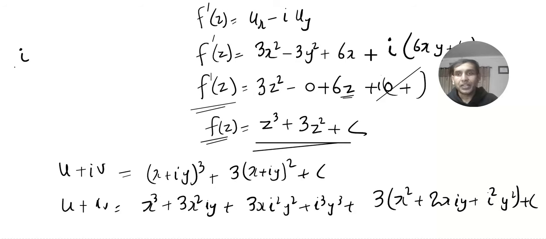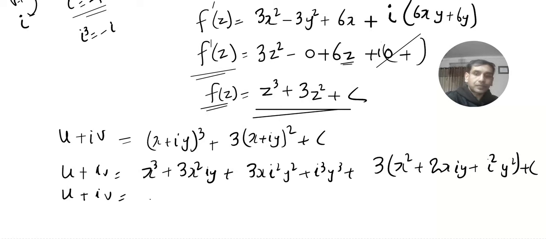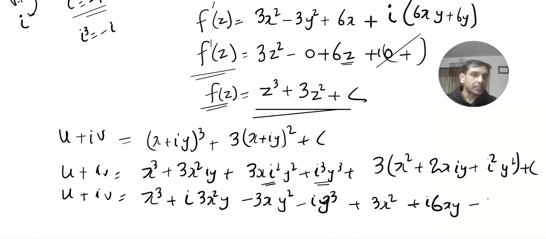And once more quickly, what is root under minus 1? i. What about i square? Minus 1. What about i cube? Minus i. And you plug in all those values, we will get u plus iv equal to x cube plus i 3x square y, this will become minus 3x y square, this will become minus i y cube, plus 3x square plus i 6xy and minus 3y square plus c.